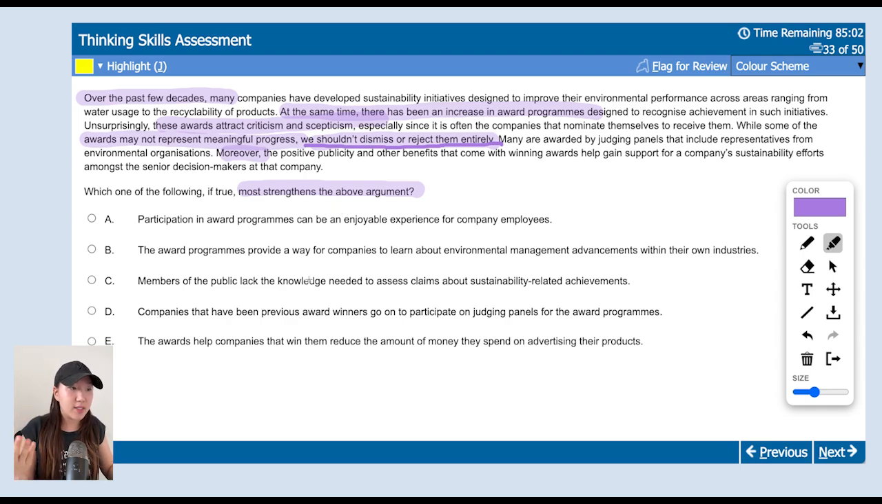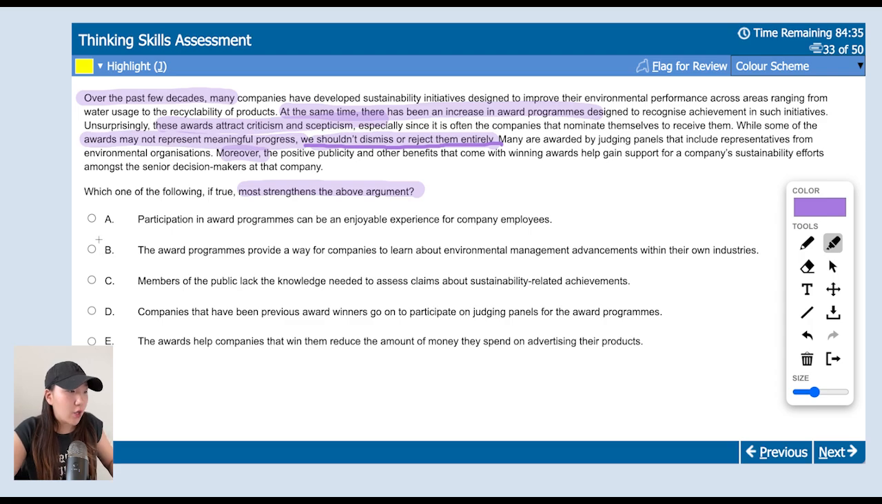The main conclusion is that the increase in award programs designed to recognize achievements in improving environmental performance by companies is actually a good thing for a variety of reasons. So we need something that supports that. Maybe another factor that says something along the lines of, yes, this is another benefit of an awards program, or this is another reason why it's actually not a bad thing to do. We'll just skim through and see which one this might be.